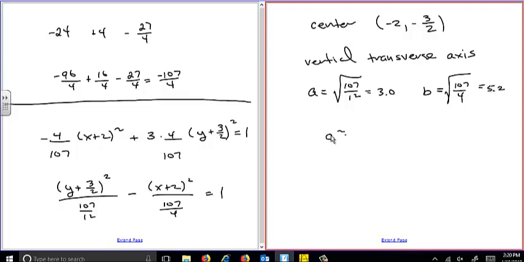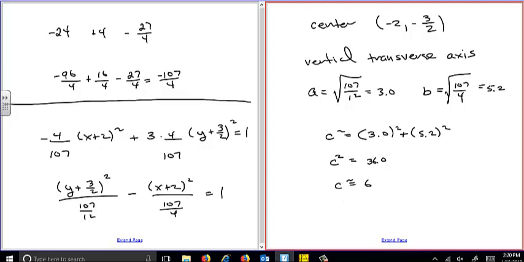And c squared is equal to a squared plus b squared. So you get c squared is equal to 3, I mean, it's not exactly 3, but it's close to 3. So 3 squared is 9 plus 5.2 squared. So the total is 36.0. So c is approximately, again, because we're rounding stuff off, approximately 6.